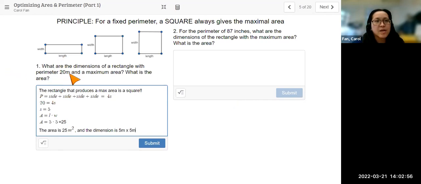Sorry, I should have picked a different number. I'm not sure why I did 20, because it's exactly the same as the example before. Now let's take a look at this one.